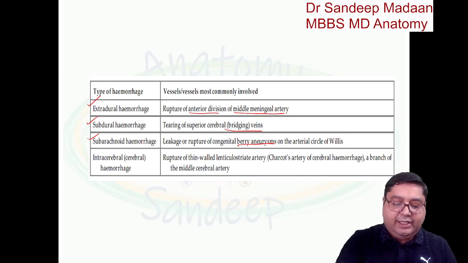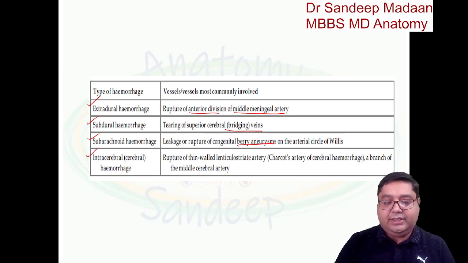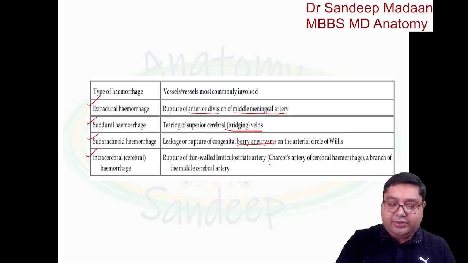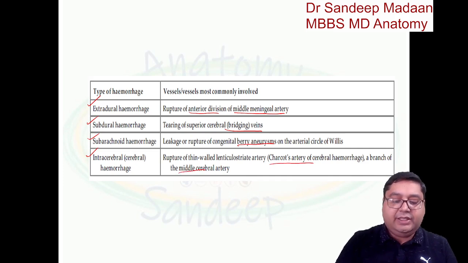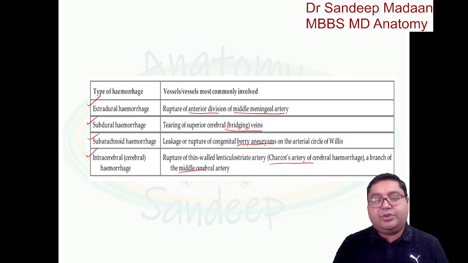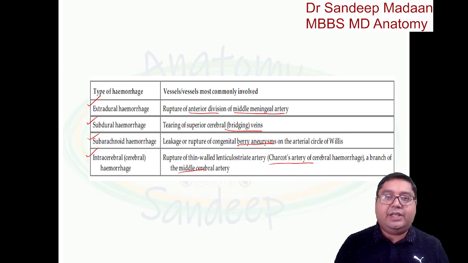Okay, and for the cerebral bleed, if the question is on the cerebral bleeding, cerebral hemorrhage, then which artery will you think of? That is the Charcot artery. Okay, what is the Charcot artery? It is the branch of middle cerebral artery. Okay, so these are the most common vessels involved in these different conditions. Now we are done with this concept. Let us move on to the second one.